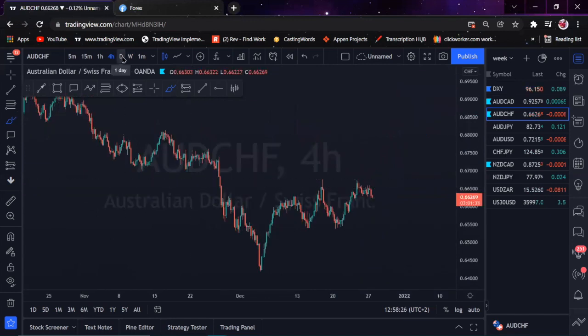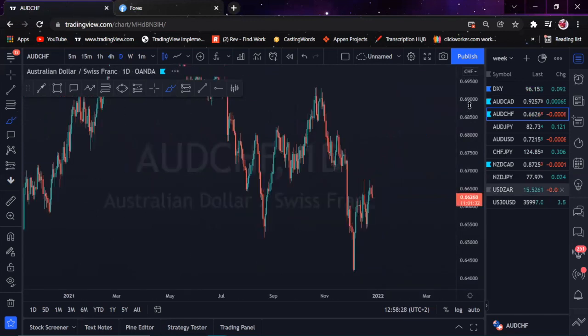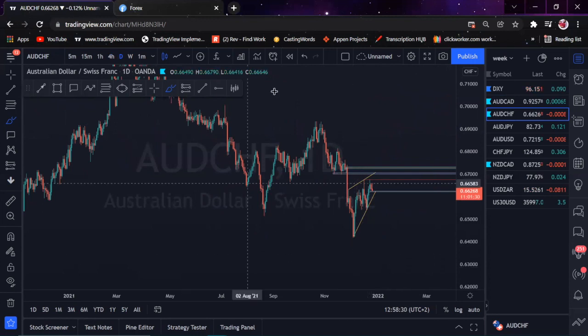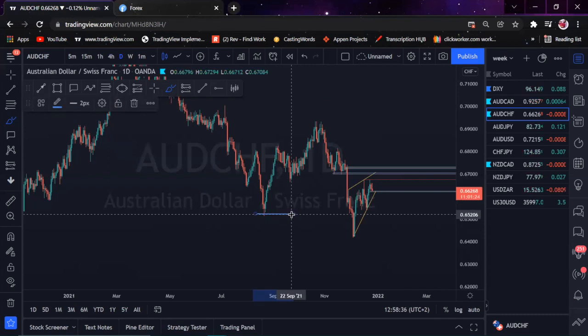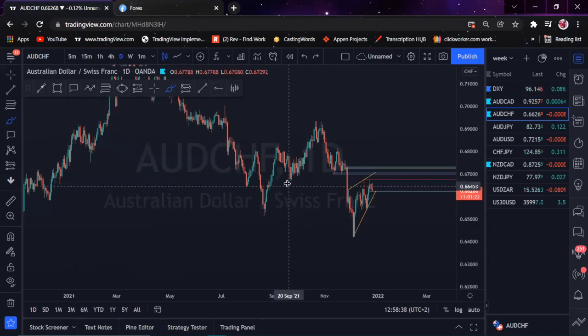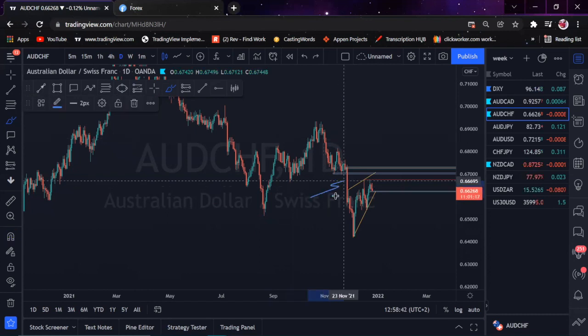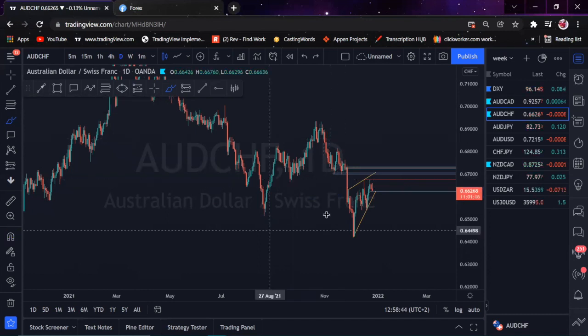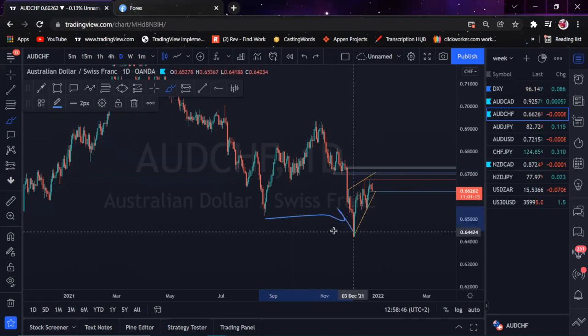So we'll start off on the daily on Aussie Swiss franc. And guys, on Aussie Swiss franc, what we can see basically is some downside momentum. So we basically see prices violating these support structures, so extreme support structures, and as well as these support structures over here. What we also have is some beautiful momentum violating these structures. And then obviously we have prices giving us a new lower low.